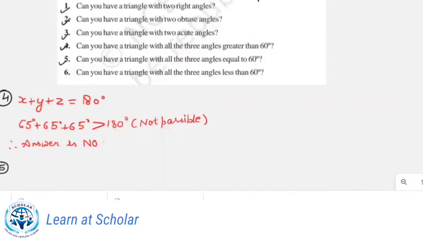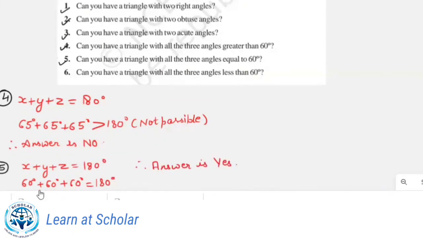Can you have a triangle with all the three angles equal to 60 degree? Let's find out. All the three angles are of 60 degree. That means all the three angles are equal. 60 plus 60 plus 60 is equal to 180 degree, and we already know that in an equilateral triangle all the three angles are of 60 degree. So the answer is yes.